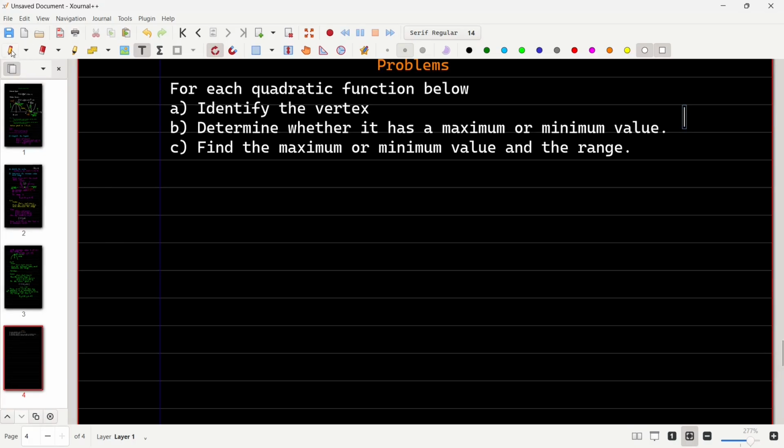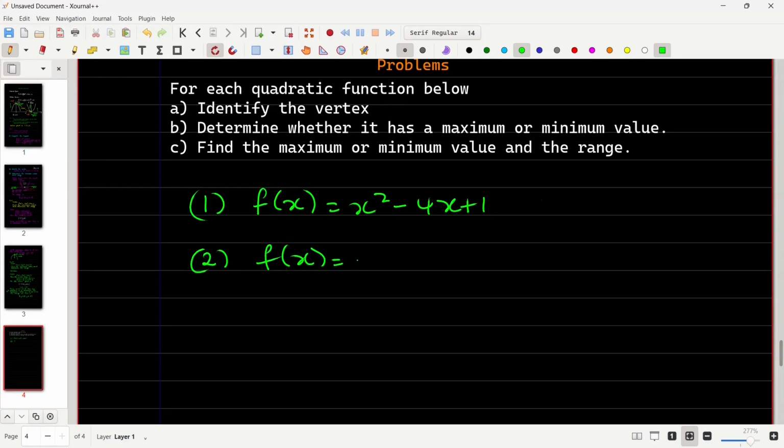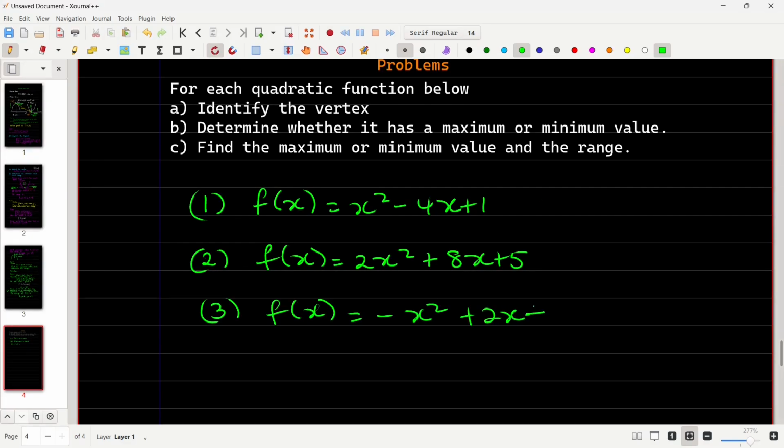So I'm just going to give you 3 actually. The first one is f of x equal to x squared minus 4x plus 1. Then we have the next one as f of x equal to 2x squared plus 8x plus 5. And the third one, you're going to get f of x equal to -x squared plus 2x plus 3.